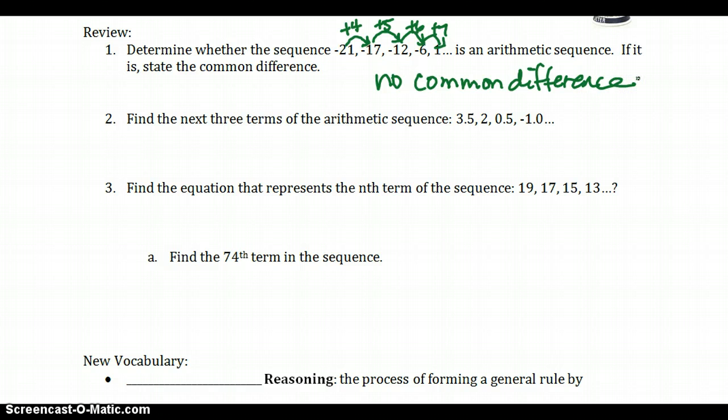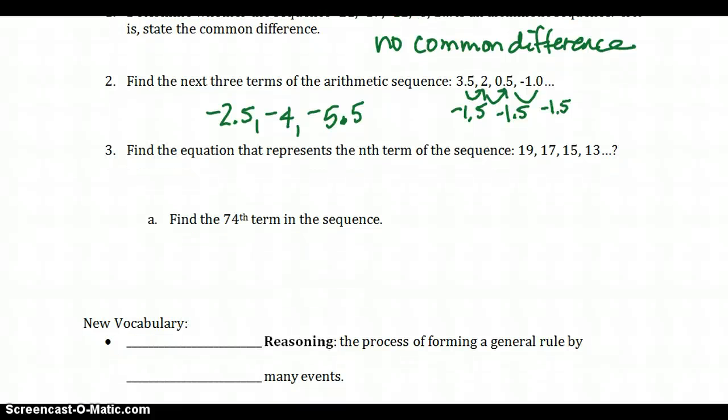Find the next three terms of this sequence. Well, if we can determine the pattern, so from 2 minus 3.5 is going to be negative 1.5, and another negative 1.5, another negative 1.5. So I'll be able to just subtract 1.5 and get negative 2.5, negative 4, and negative 5.5. I didn't need the formula because it was just asking me for the next three, and that wasn't too complicated.